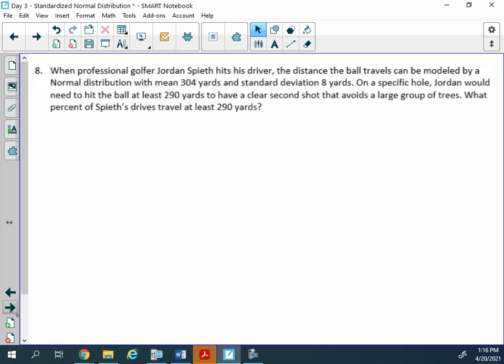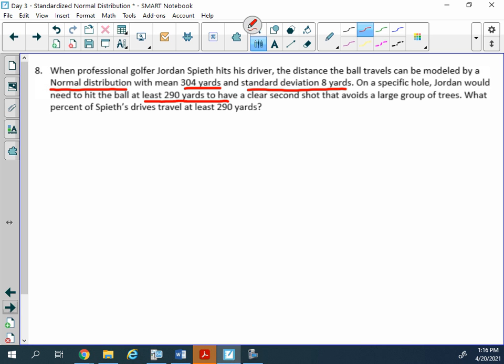Okay, so we have a little bit of a different problem here. It says when professional golfer Jordan Spieth hits his driver, the distance the ball travels can be modeled by a normal distribution. So even if we're using a standard normal distribution, we still have to make sure it's a normal distribution with a mean of 304 yards and a standard deviation of 8. On a specific hole, Jordan would need to hit the ball at least 290 yards to clear a safe shutdown that avoids a large group of trees. What percent of Spieth's drives travel at least 290 yards?